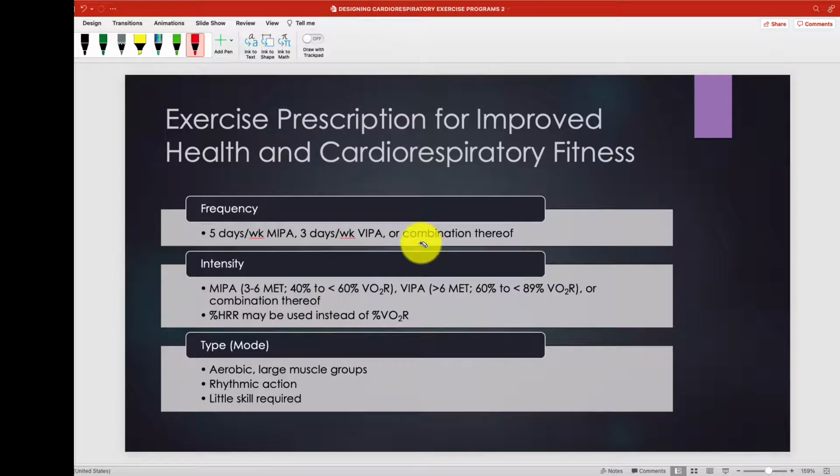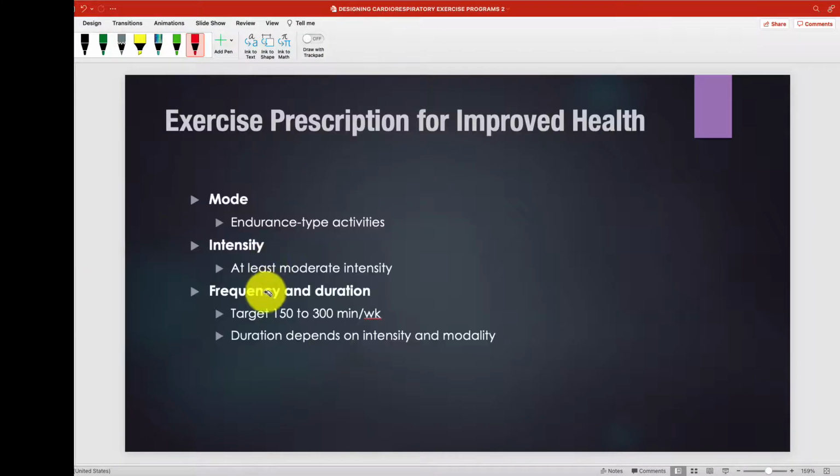Maximum cardiovascular benefits are achieved when you engage in exercise 3 to 5 days a week. All right, and that 3 to 5 days a week should be equivalent to 150 minutes to 300 minutes per week. This is average. This is all average. So keep that in mind.